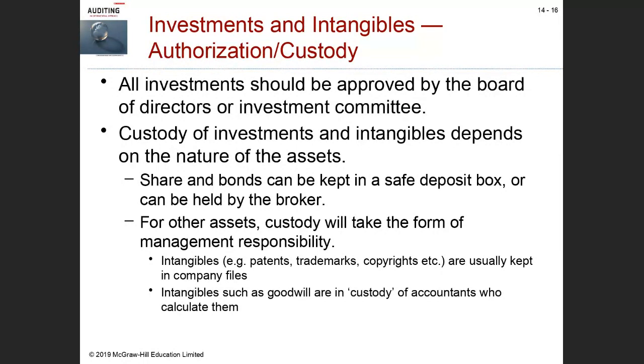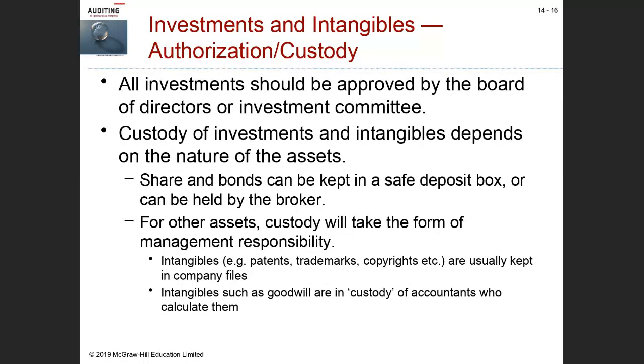All investments should be approved by the board of directors, or some companies actually have a separate investment committee, which is a subcommittee of the board of directors. So that's a high level control. Board approval maintains control over our investments because it maintains control over how our money is going to be spent.